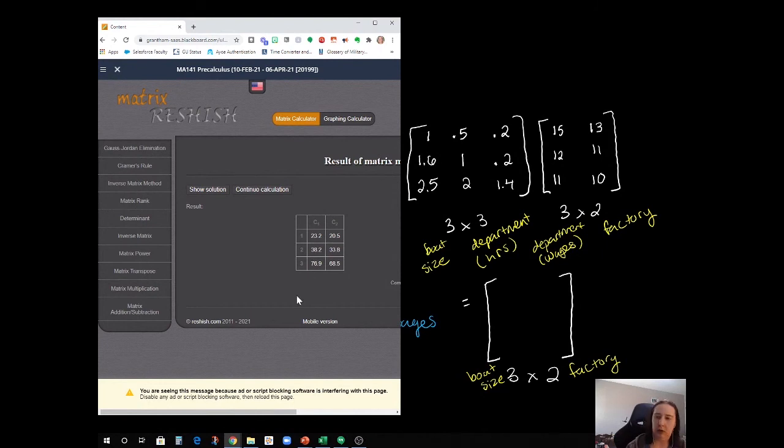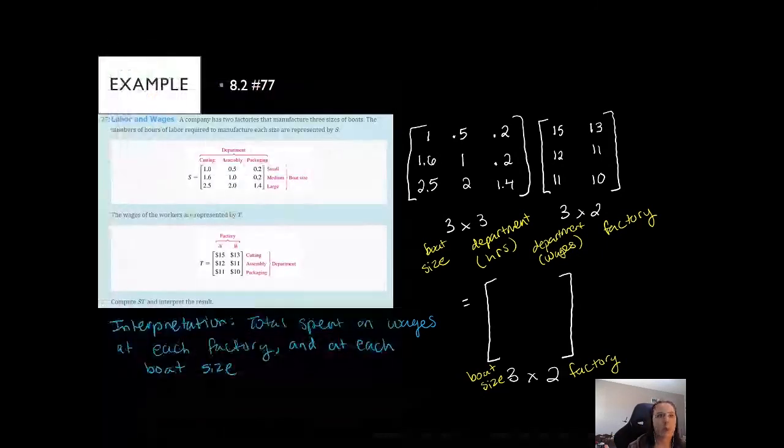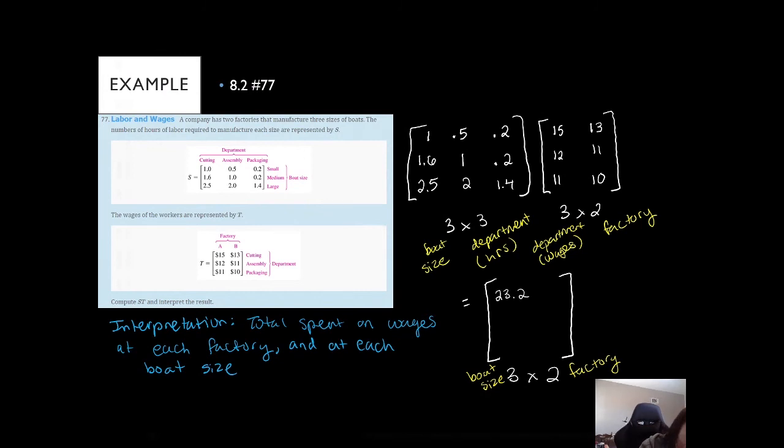So I'm going to just move this off so I can copy down the numbers here. So we've got 23.2, 38.2, 76.9, 20.5, 33.8, 68.5.